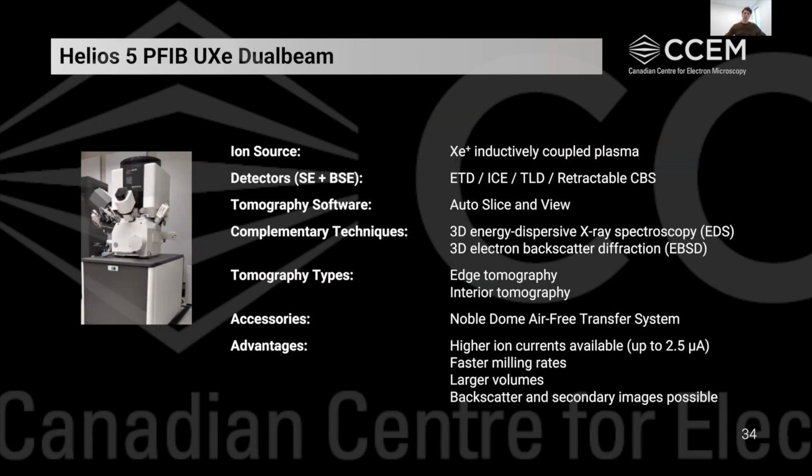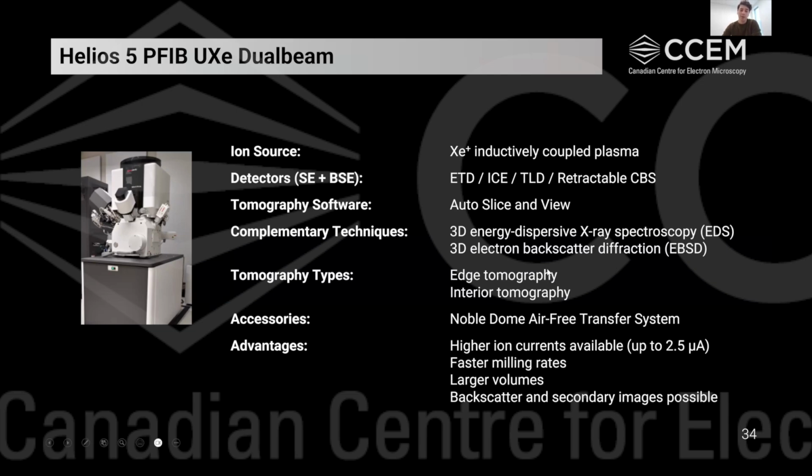On our PFIB system, like I said, the ion source is a xenon ICP, inductively coupled plasma. We have a number of detectors that can detect both secondary and backscatter signal. The tomography software we use for automated acquisition is AutoSlice-and-View. It's important to note that this microscope has detectors for both EDS and EBSD, meaning that 3D EDS and 3D EBSD are both entirely possible within this machine.